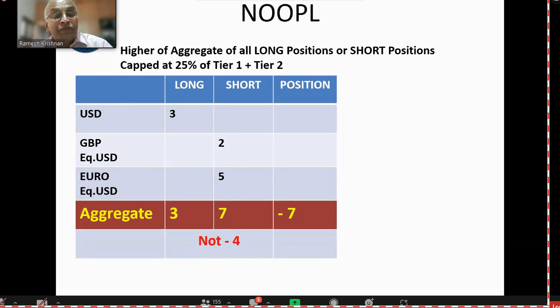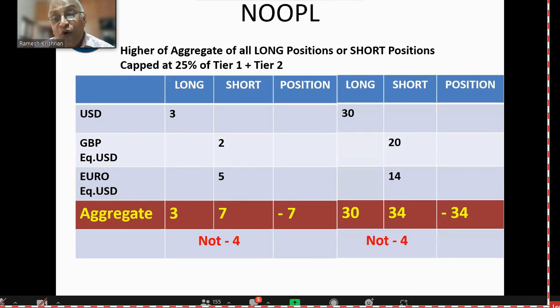Please mute. So 5 and 2, 7 million you have sold in pound and euro. So the aggregate of long is 3, aggregate of short is 7, your higher aggregate is 7. That is your net overnight open position 7 million, not 7 minus 3, 4. Please, be very clear. Have I answered you, Mahesh, now? Yes, sir. Clear, sir. Thank you.